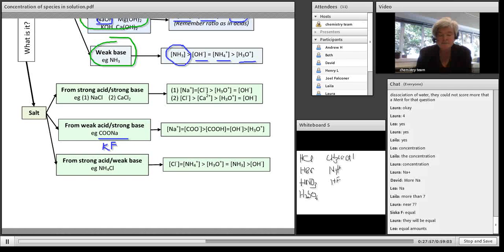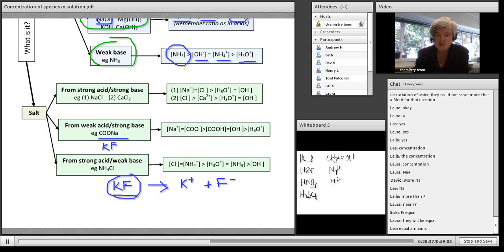Okay, so if I have a salt from a weak acid strong base, or the next one down, strong acid weak base, I have two sets of equations. My first set of equations is that my salt dissociates completely. So all my potassium fluoride forms potassium ions, and all my potassium fluoride forms fluoride ions. Okay, that's from what I think Andrew was asking earlier. Do I need to know my solubility? Well, if you knew that all group 1 salts are soluble, then you'd know that potassium fluoride is soluble.